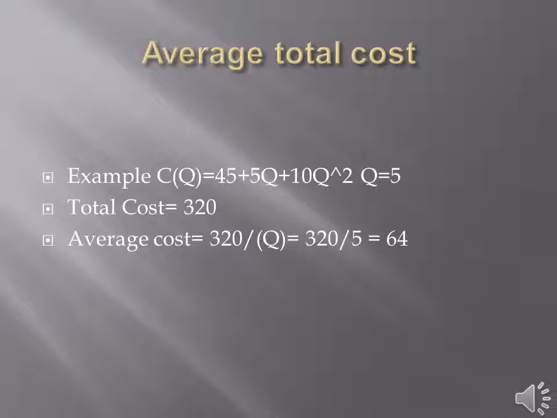Now with this cost function, you can kind of do a couple of cool things. The first one is the average total cost. What is your cost per unit? So first you have to figure out your total cost, which we've already discussed. But just to reiterate, it's C of Q equals 45 plus 5Q plus 10Q squared. We're going to use the Q equals 5. So your total cost is $320. So $320 divided by the Q, which is 5 in this case, is equal to 64. So your average total cost per output is 64.